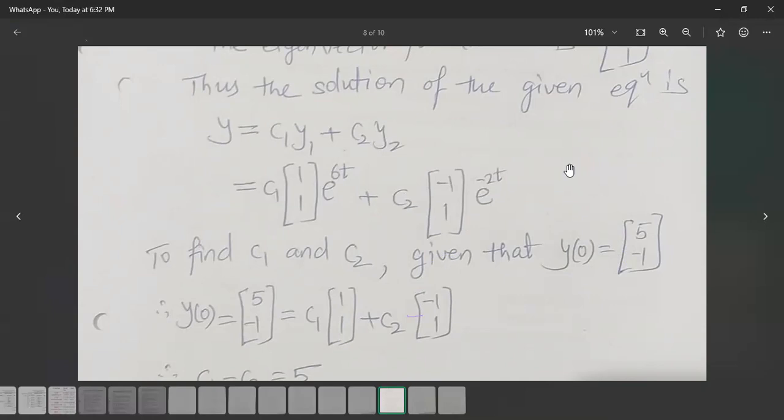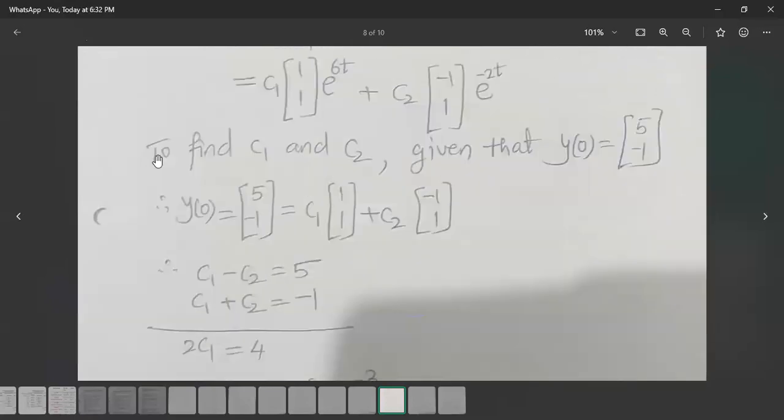Okay. Now, because it is an initial value problem, they have given us an initial condition to calculate the values of C1 and C2. For calculating C1 and C2, they have given us y of 0 equal to this matrix. Y of 0 means when the independent variable has value 0, the output is this. So we put t equal to 0. What do we get? C1 into column matrix 1, 1 plus C2 into column matrix minus 1, 1, because e raised to 0 is 1, and the right side will be the value 5, minus 1.